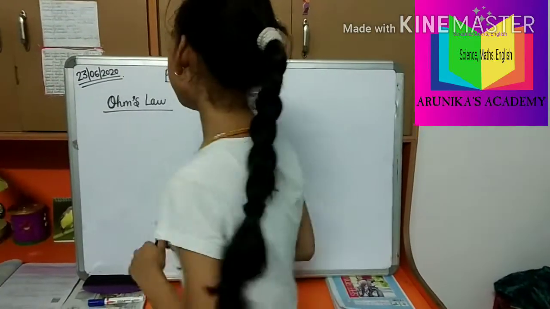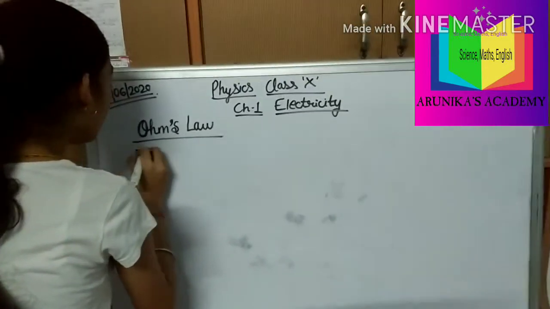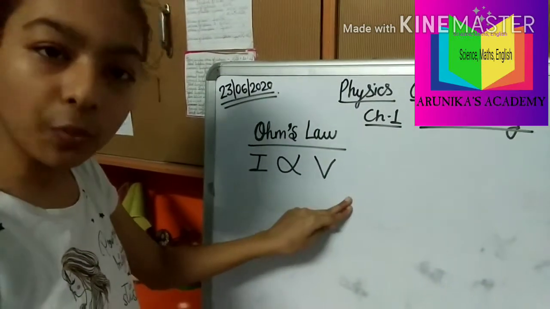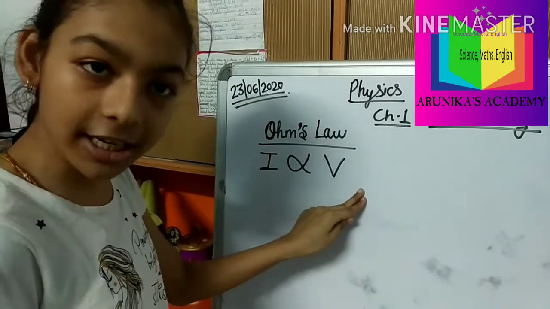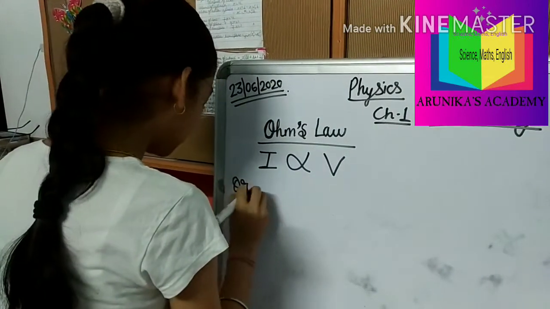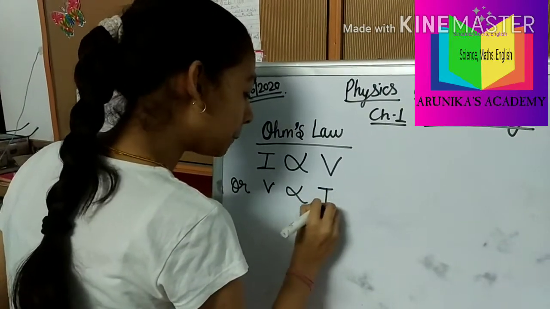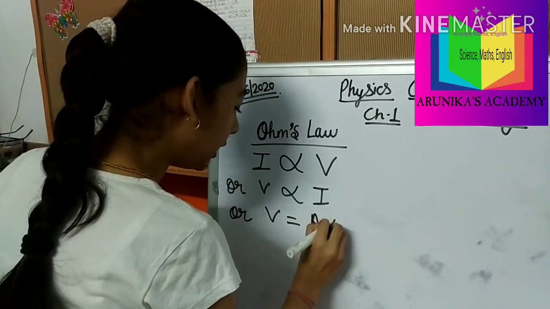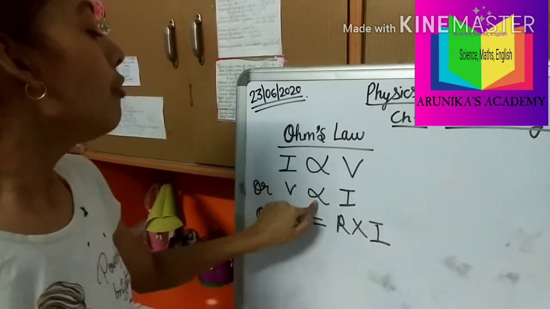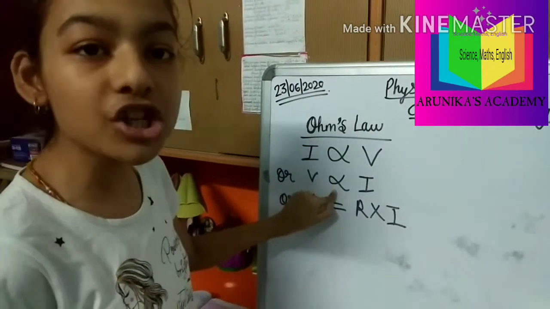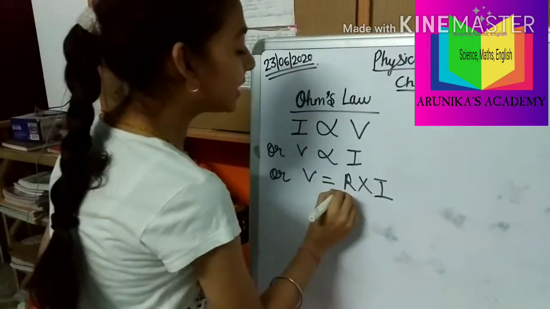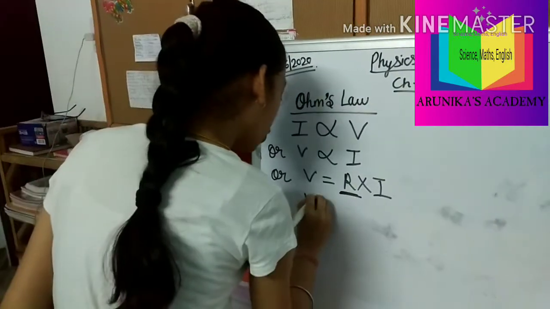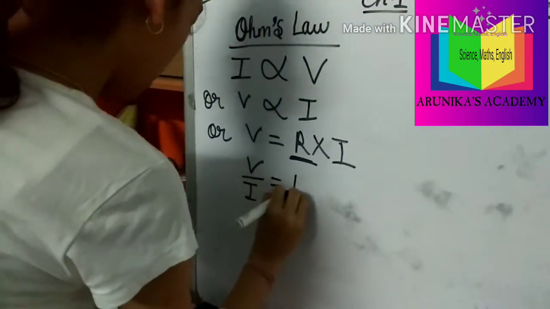So now I will tell you about it in more detail. So here I is directly proportional to V. I directly proportional to V means current is directly proportional to potential difference. And we can also write it as V is directly proportional to I. Or we can also write V equals R into I. Here, for the proportional sign, we have used equals to, and R is the resistance, which is a constant term. Okay, so here one more, V upon I equals R.